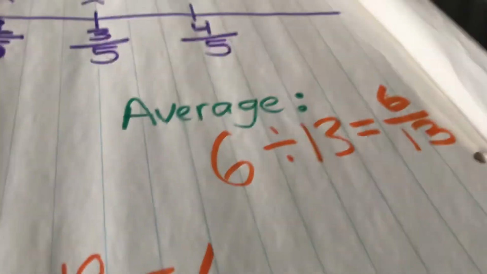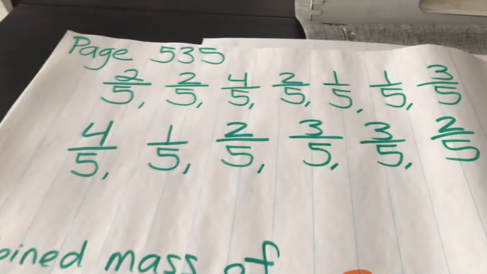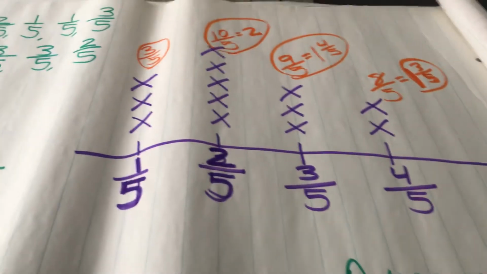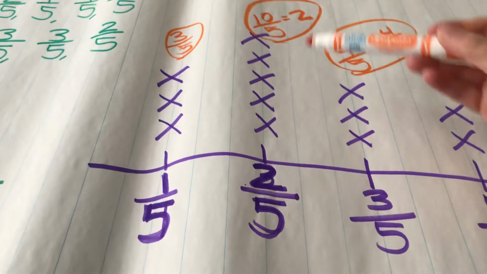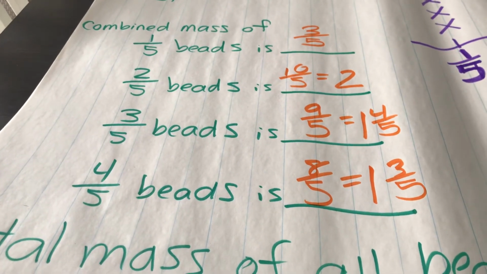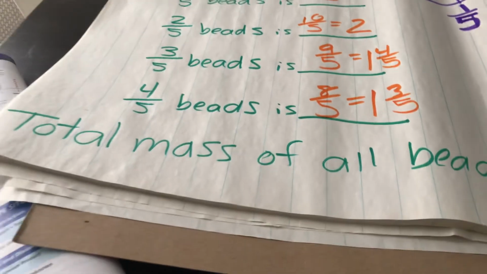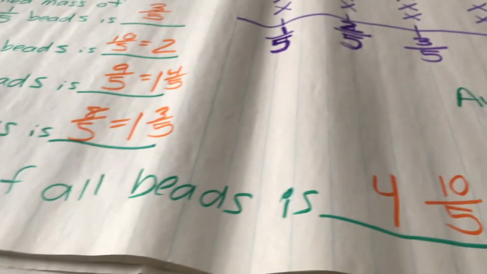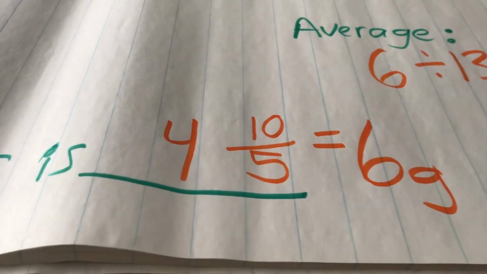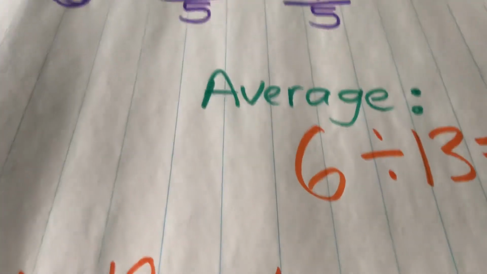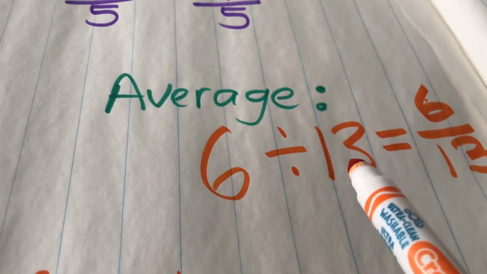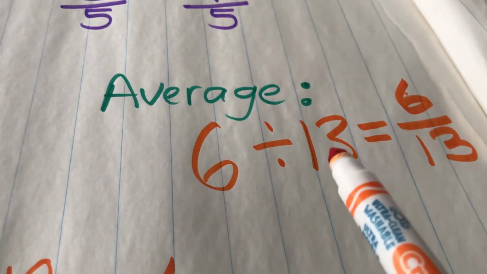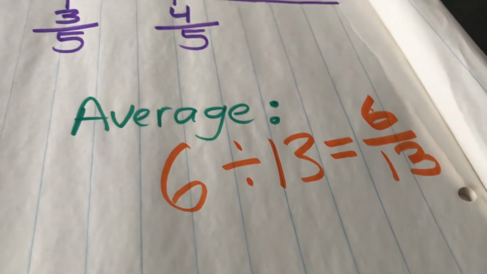Okay. So once again, when I did this, I took my data and I plotted it onto my line graph. After I plotted all my X's onto my line graph, I added up each of these different data points. And that's where I got all of this information. Then I added that all up. I figured out what was the total mass of all of the beads. After I added them all up, I got 6 grams. So then when we figure out the average of something, you take the total and you divide it by however many X's you have. So I did 6 divided by 13 equals 6 over 13.